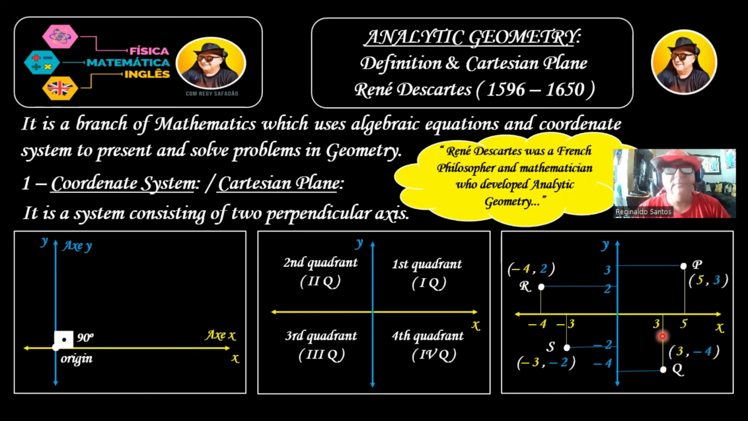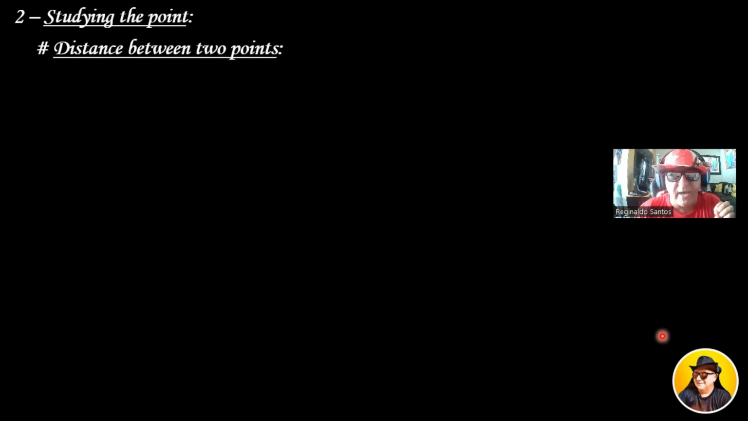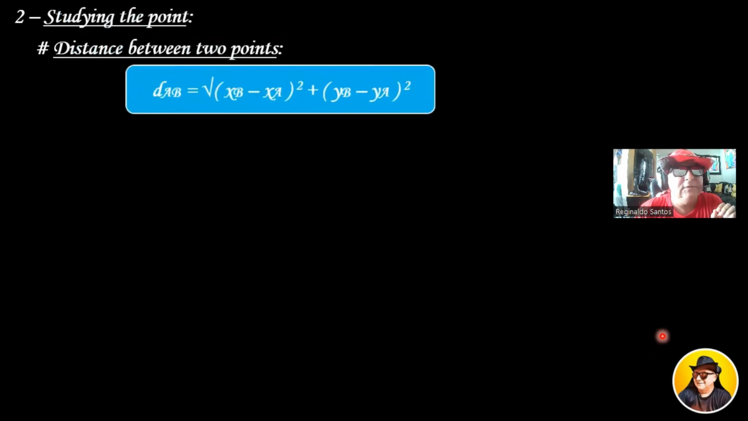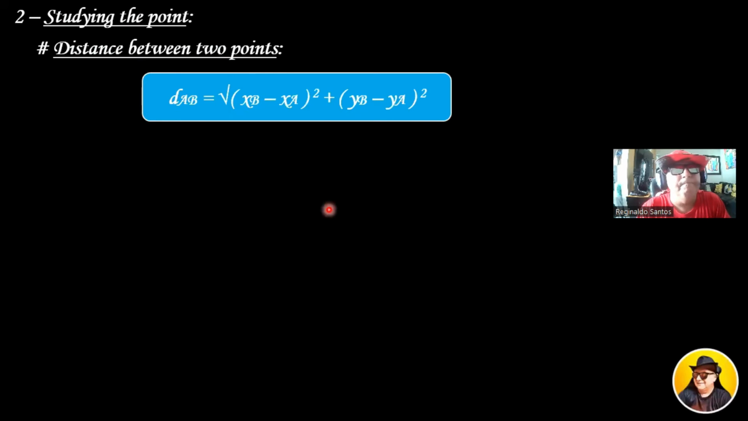All right. Also, in this study we are going to study points. We are going to show you how to find the distance between 2 points. There is a formula to get this. The distance between point A and point B is the square root of x of B minus x of A, squared, plus y of B minus y of A, squared.